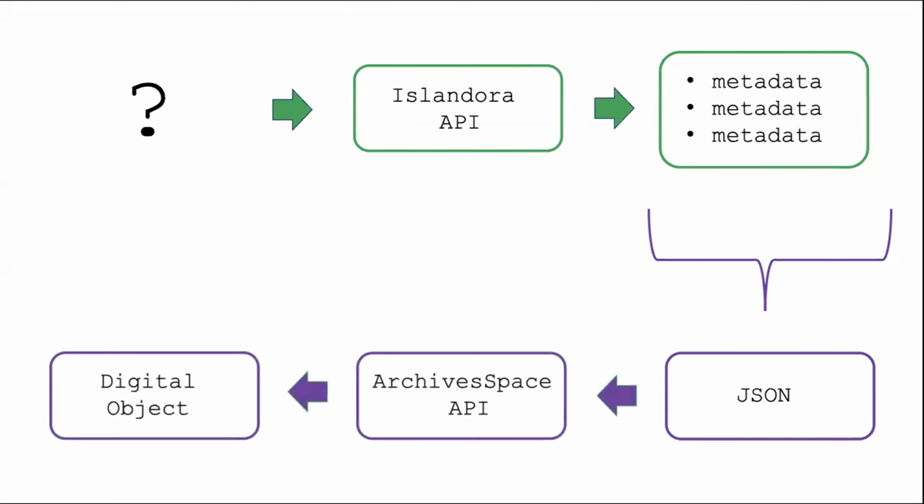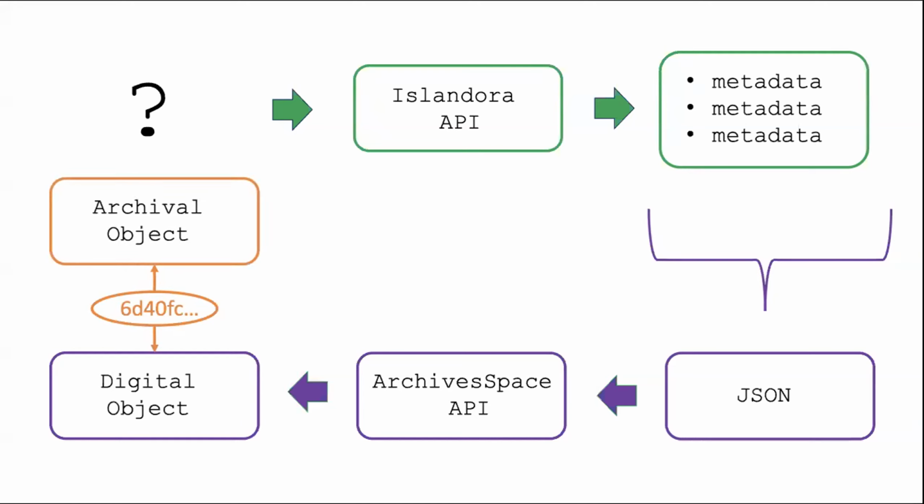We'll use the ArchivesSpace API to create the digital object from this JSON model and to publish it. And then as the last step, we'll use that RefID that has been following us around since the beginning, that 6040FC number, to link the newly created digital object as a new instance of the original archival object in the finding aid.